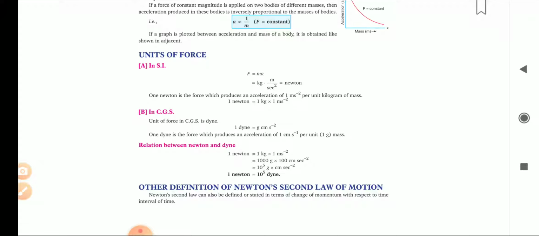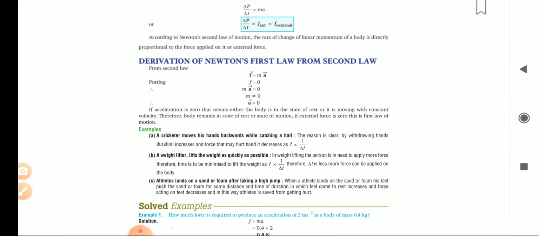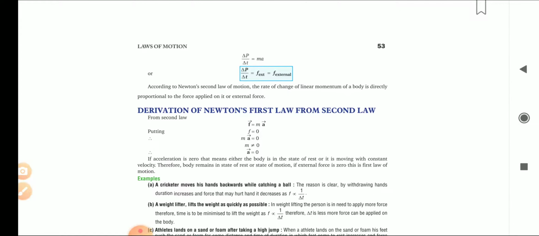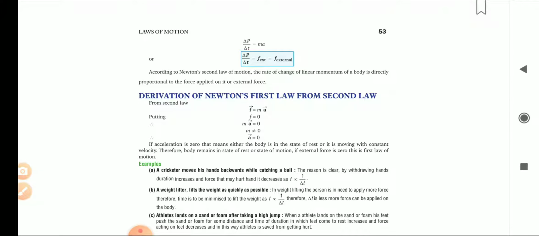Other definitions of Newton's second law of motion. Newton's second law can also be stated in terms of change of momentum with respect to interval of time. This we have discussed already. Just now we have seen, change in momentum per unit time equals the impressed or external force. Newton's second law of motion: the rate of change of linear momentum of a body is directly proportional to the force applied on it, or external force.